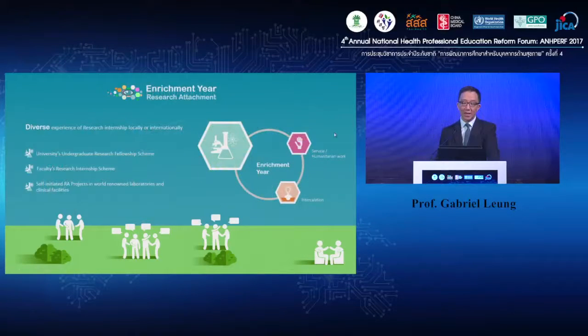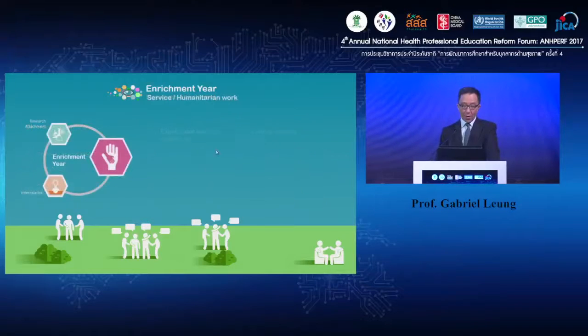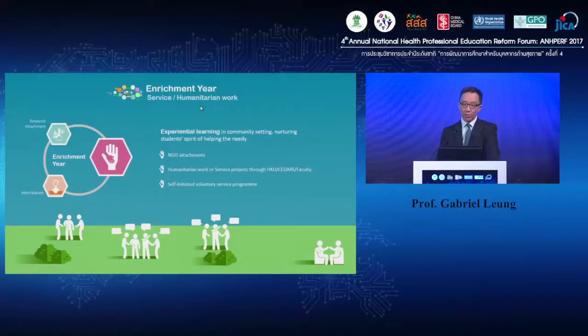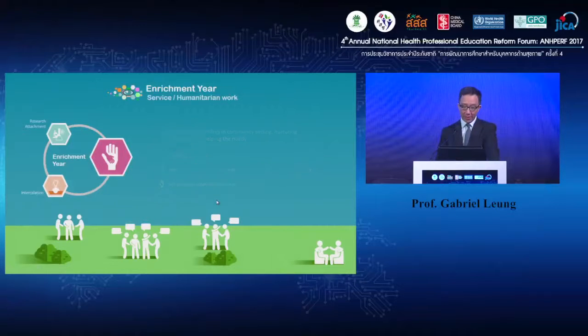So more specifically, during the enrichment year, they can go and do a research internship. And for the really able ones, during that year, they can do a 1-year, very intensive 12-month research-based master's, either locally in Hong Kong U or in our joint labs around the world. Or they can go and do service or humanitarian work with international NGOs and undergo voluntary experiential learning.